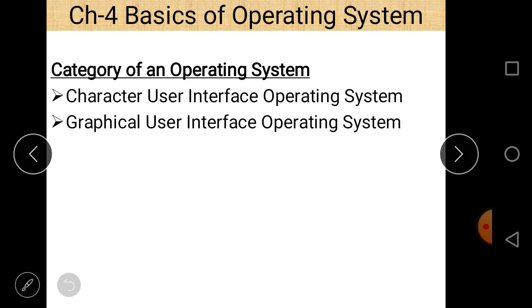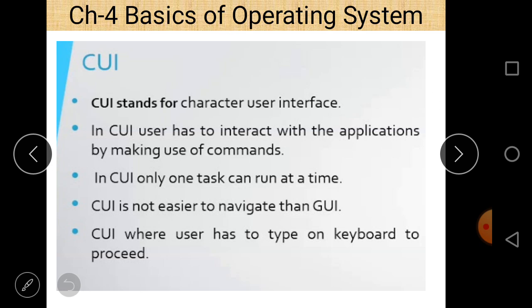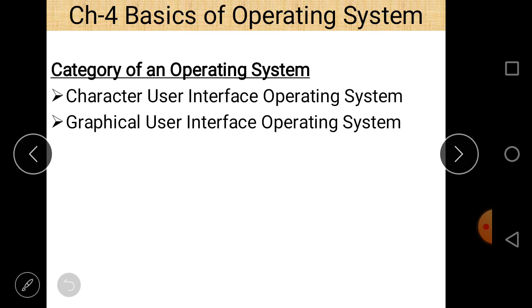Next, there is a very important term, and this is asked so many times in examinations. There are basically two categories of operating system. These are CUI and GUI. They refer to character user interface operating system and graphical user interface operating system.